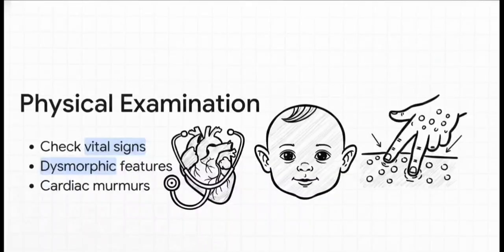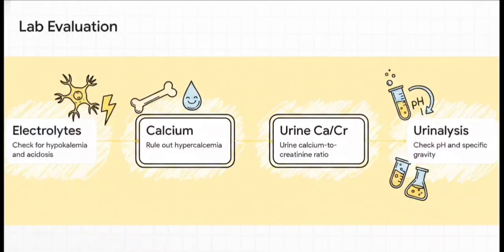Next up, get to the bedside. When you examine the baby, you are specifically hunting for syndromic clues. Check the vitals for any unexplainable hypertension. Look at their facial structure. Do they have the distinct dysmorphic elfin features that are associated with Williams syndrome? Grab your stethoscope and listen closely for cardiac murmurs, particularly signs of supravalvular aortic stenosis, which again is highly correlated with Williams syndrome. And, just like we talked about earlier, run your hands over their skin to check for any firm subcutaneous nodules.